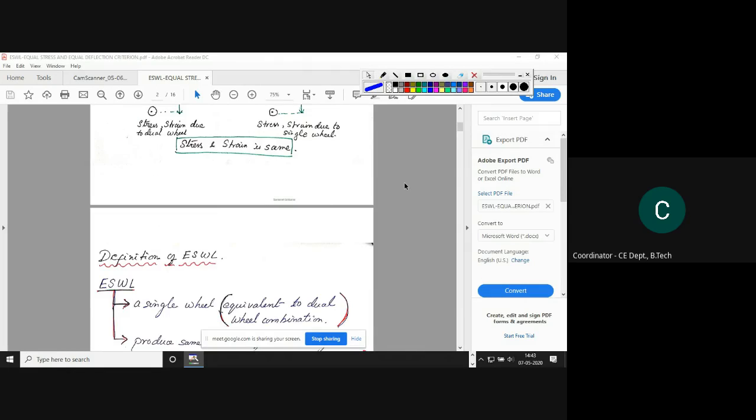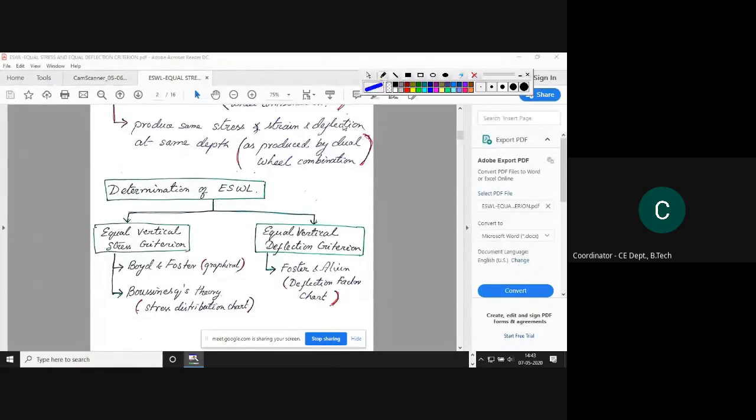Now, as I said, there are two concepts. Either stress should be equal, in that way we can determine one ESWL value, or vertical deflection should be equal. That is, sigma should be equal or delta should be equal. These are the two conditions in order to determine the ESWL. Now, based on these conditions, there are different methods. Based on the equal stress criteria, there is the Boyd and Foster method.